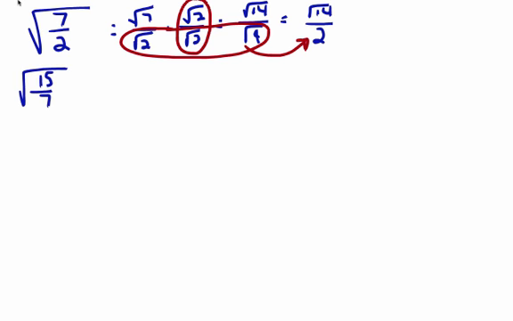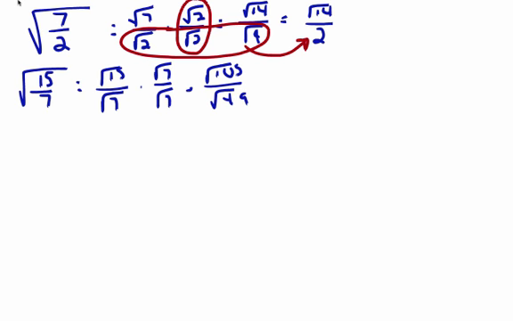Let's try another one. Can you simplify the square root of 15 over 7? Take a minute, pause the video, and see if you can. Well, once again, we'll break this up into two radicals, and we'll multiply by the radical in the denominator over itself. So once again, we're only multiplying by 1. Square root of 15 times 7 is the square root of 105 over the square root of 49, which just equals the square root of 105 divided by 7.